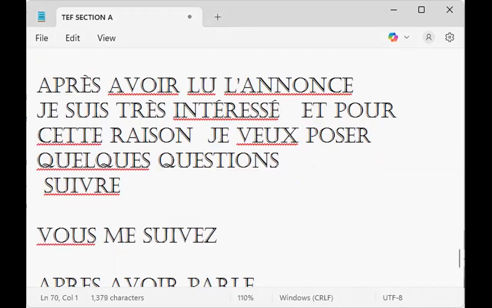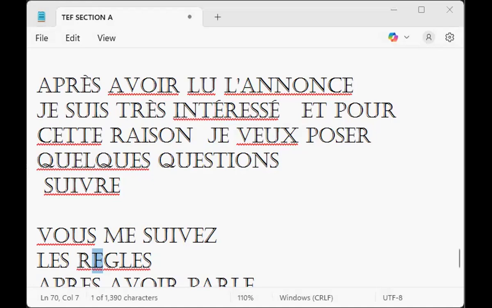Either I will say you follow the rules: vous suivez les règles. Règles, c'est quoi? Rules. This one has an E, we have the graph. Vous suivez les règles. You follow the rules for TEF section A. Is it clear to you, my friends? So, what is the TEF section A opening? Tell me, my friends.